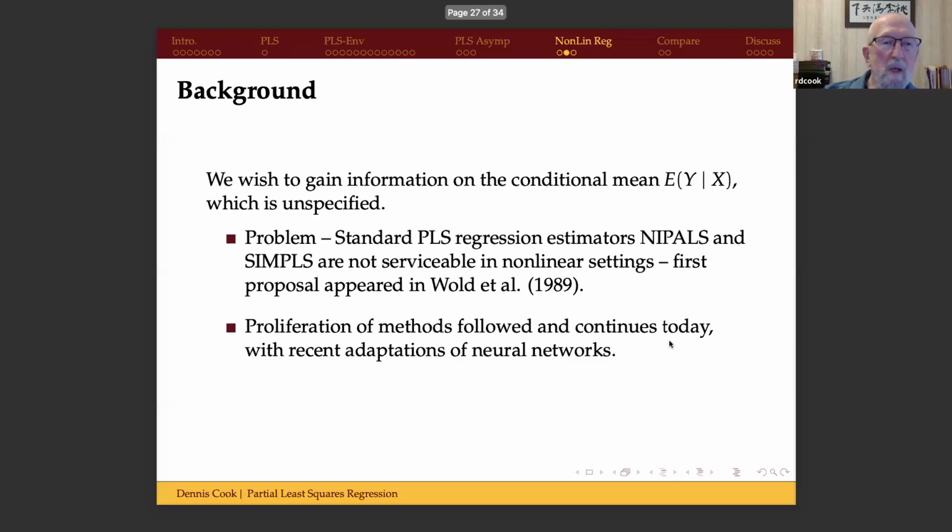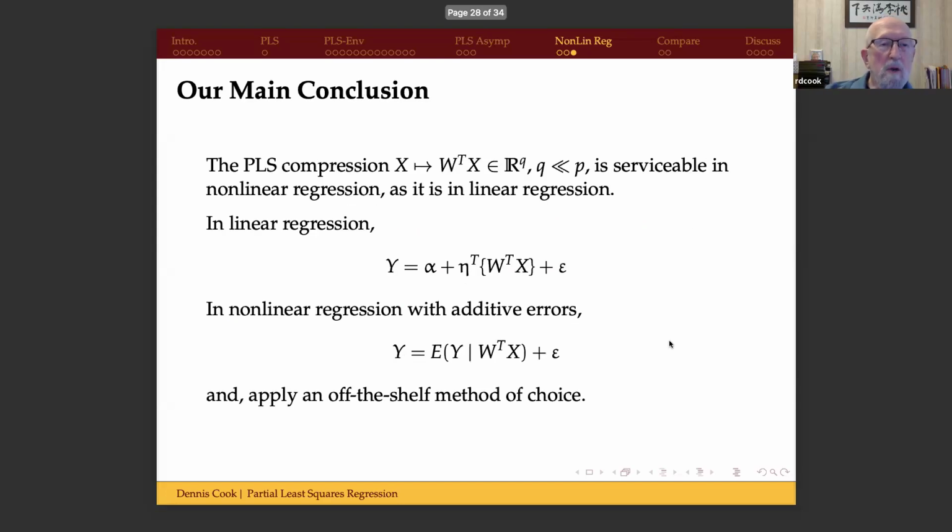Just a little bit on nonlinear regression. There's been a lot of work done on nonlinear regression in chemometrics, trying to figure out replacements for partial least squares. In linear regression in the population, we just think about doing this kind of decomposition. In nonlinear regression, we do this kind of decomposition. So we just stick W transpose X in for X, and then we have the usual model if our model is additive errors. Now, if we're in this condition, then we can just apply an off-the-shelf method.